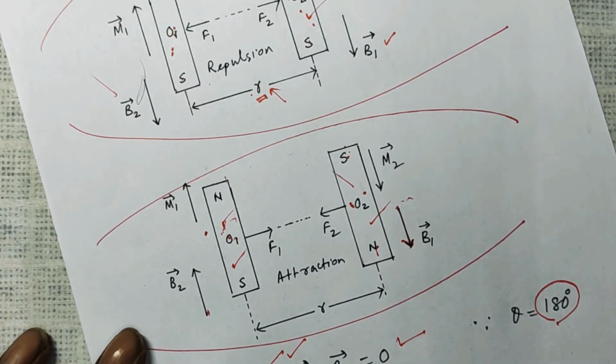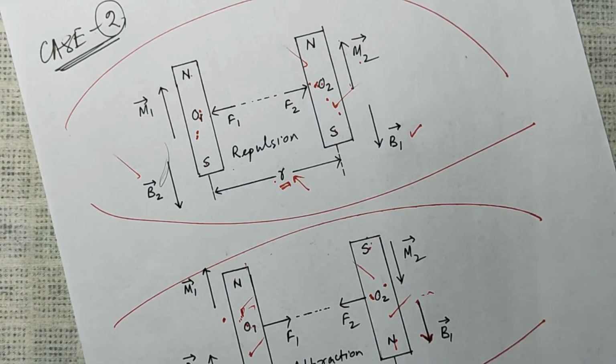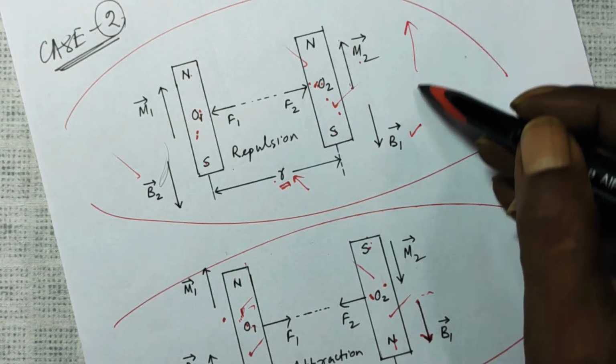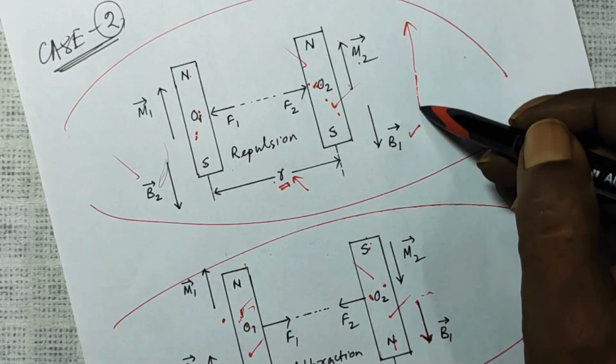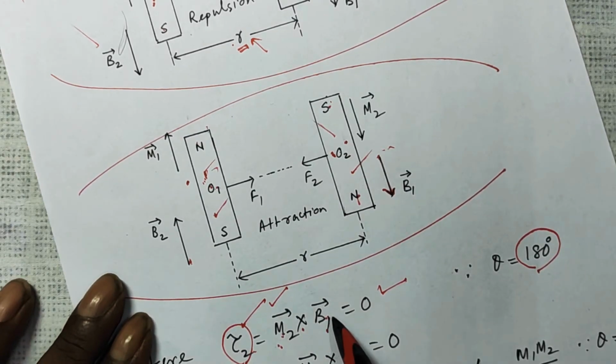You just look at M2. M2 is to this side, and your B1 is to this side. M2 is to this side, B1 is to this side. So what is the angle between them? 180. So if you put 180, sine 180 is 0. So the torque is 0.